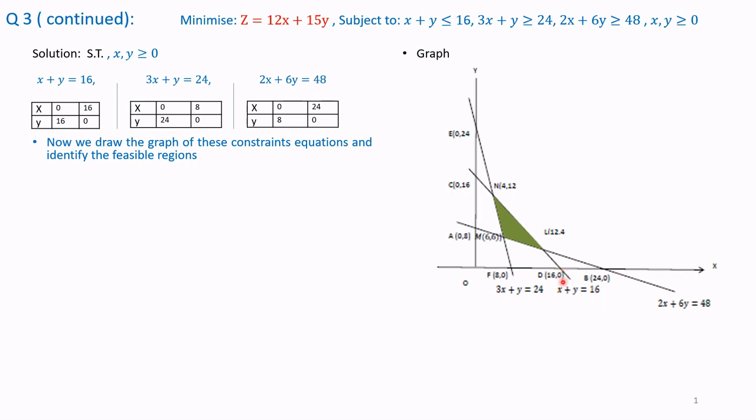The next step is to draw the line for the equation 3x plus y is equal to 24. For this equation, we will first mark the point 0, 24. x equals 0 is here and y is 24 is here on the line, on the scale.